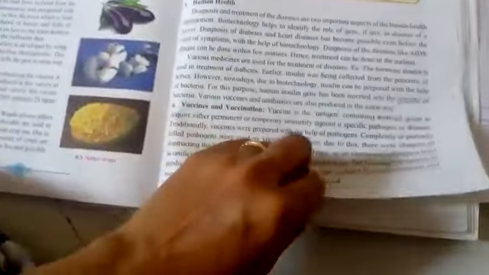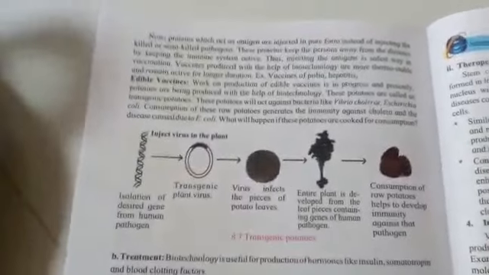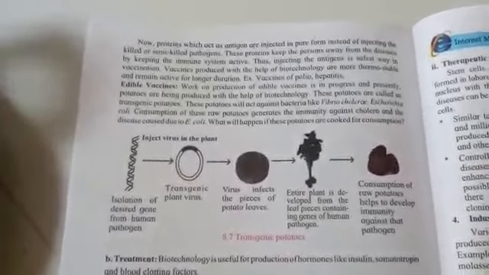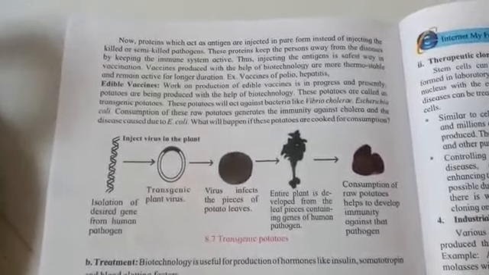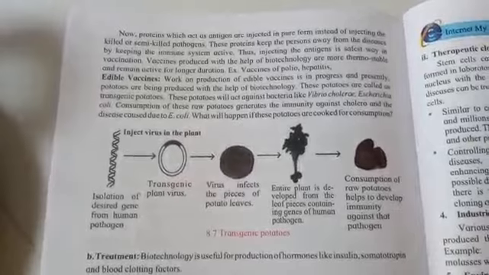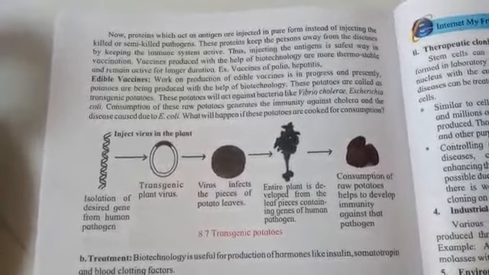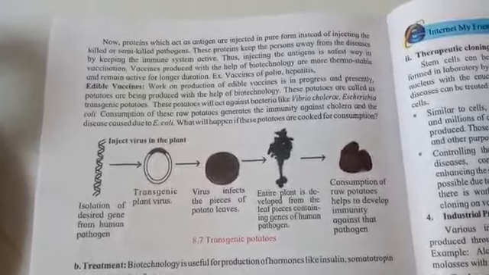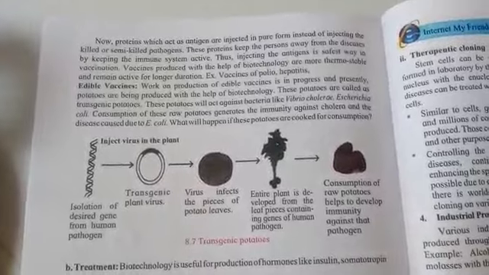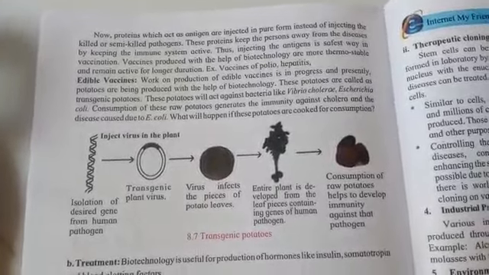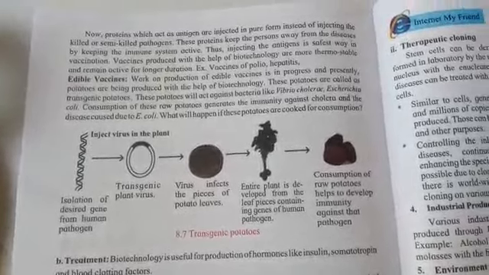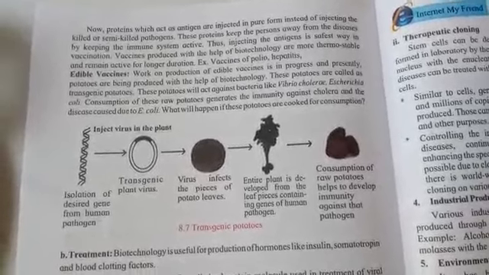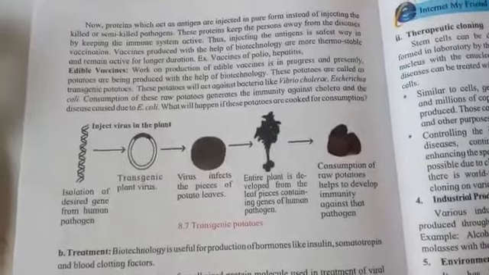And then these vaccines are injected into our body, so that we can fight against those kinds of diseases. Proteins which act as the antigen are injected in pure form instead of injecting killed or semi-killed pathogens. This is the safer way of vaccination, and these proteins keep a person away from the disease for a longer period of time, because the immune system becomes active, and we can get rid of diseases like polio and hepatitis.